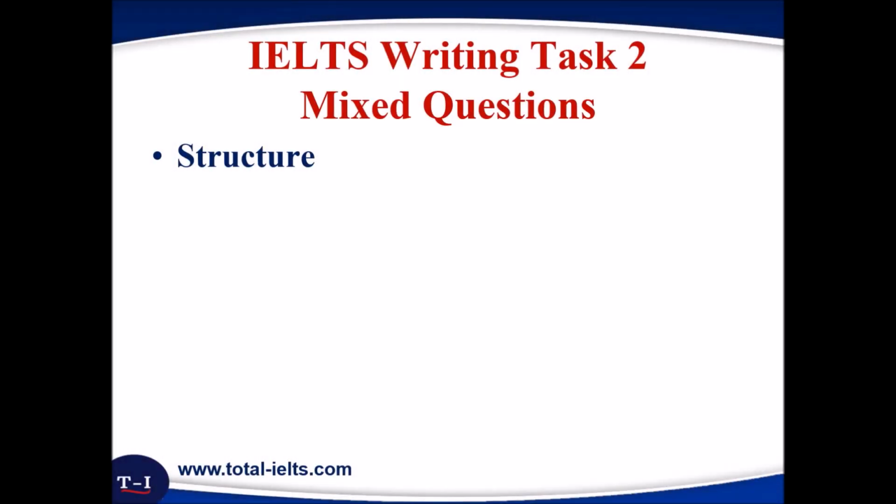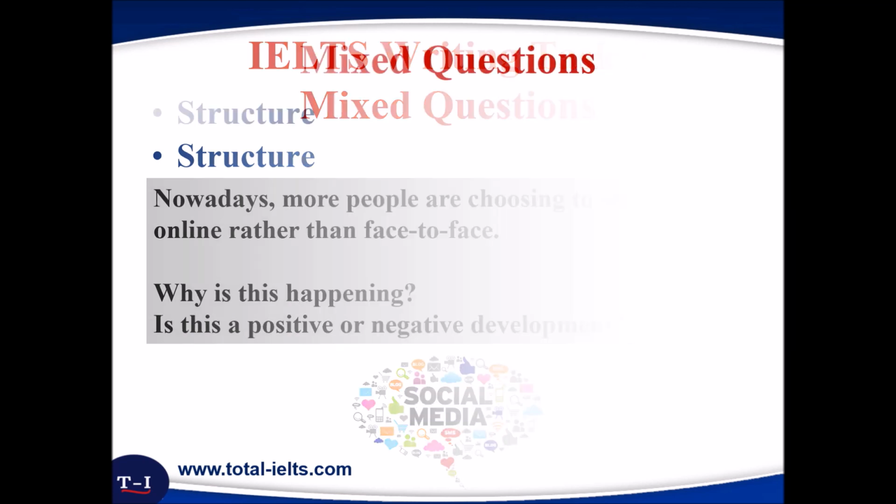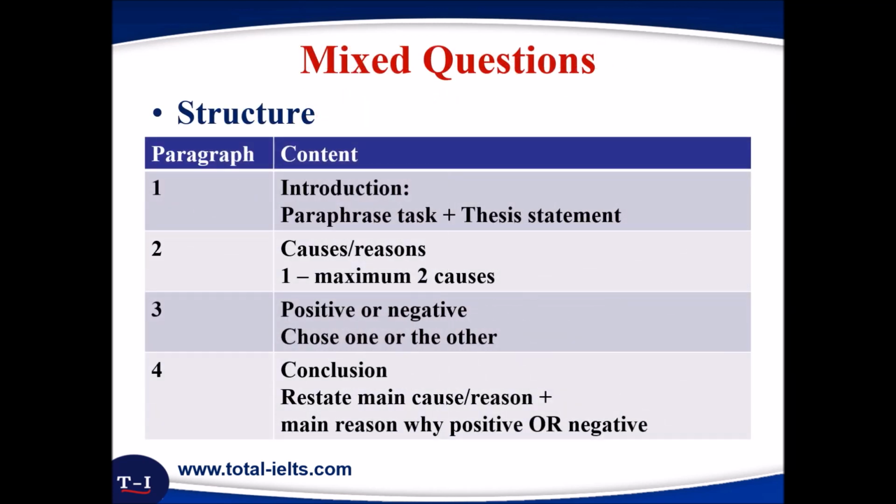So before we start writing, let's remind ourselves of a simple structure using this example task about socializing online rather than face-to-face. Why is it happening, and is it positive or negative? Adopt a simple 4-paragraph format. Paragraph 1 is your introduction. This is where you paraphrase the task and write your thesis statement.